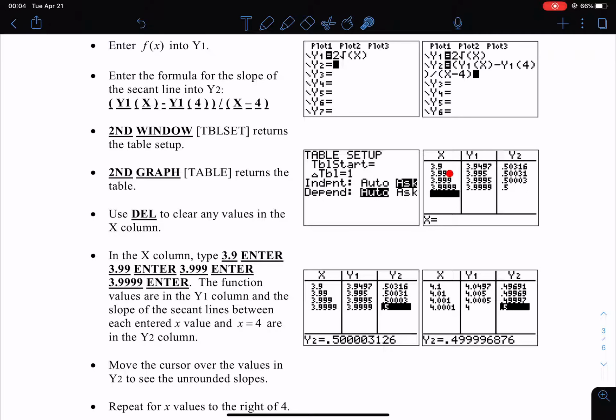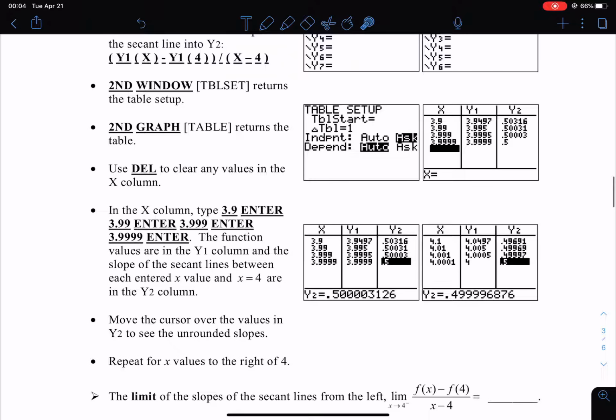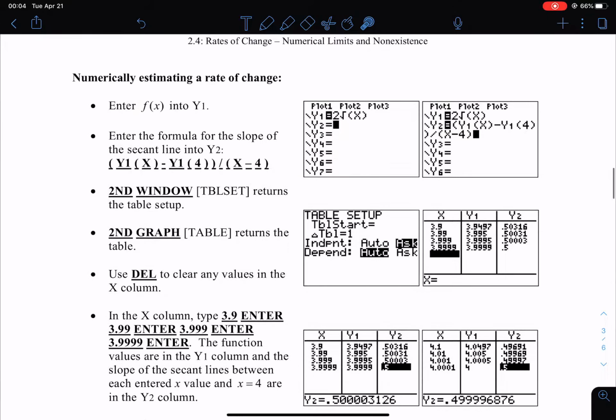So the 3.9, 3.99. And just remember, the first column means y1. So you can see the first column means, for example, the first one means y1 of 3.9. And the second column means, you can see this is the slope of the tangent line. Excuse me, the slope of the secant line. So y2 is the value we are looking for.